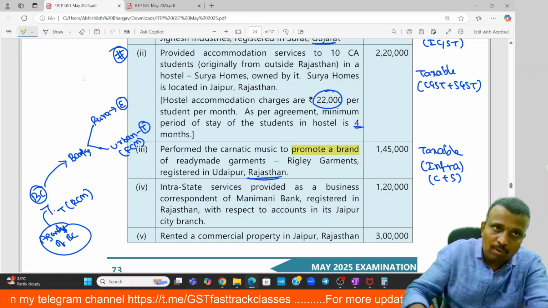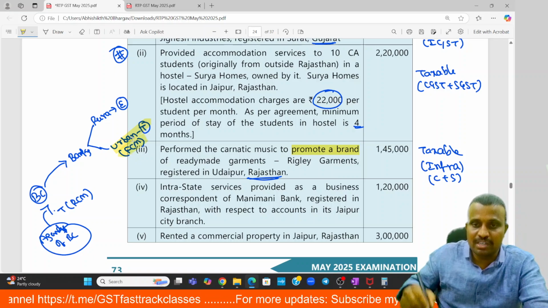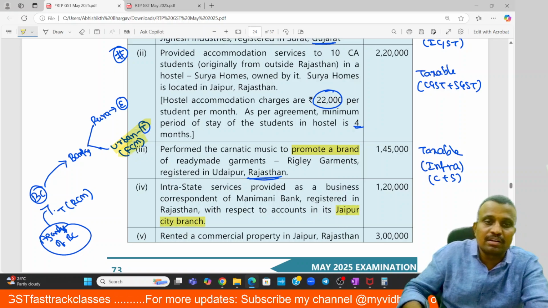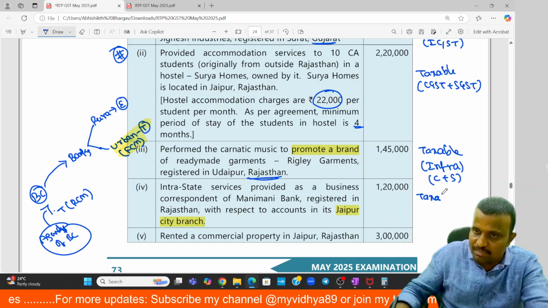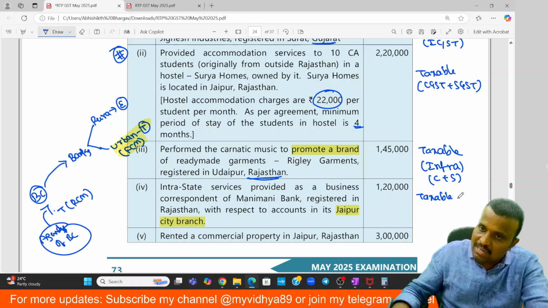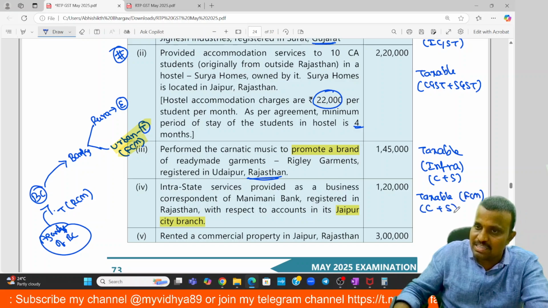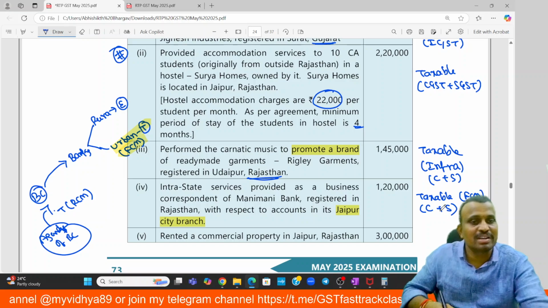And here the point relates to services provided in an urban area, because Jaipur is a city located in an urban area. So that is taxable under forward charge mechanism. So CGST and SGST are levied.